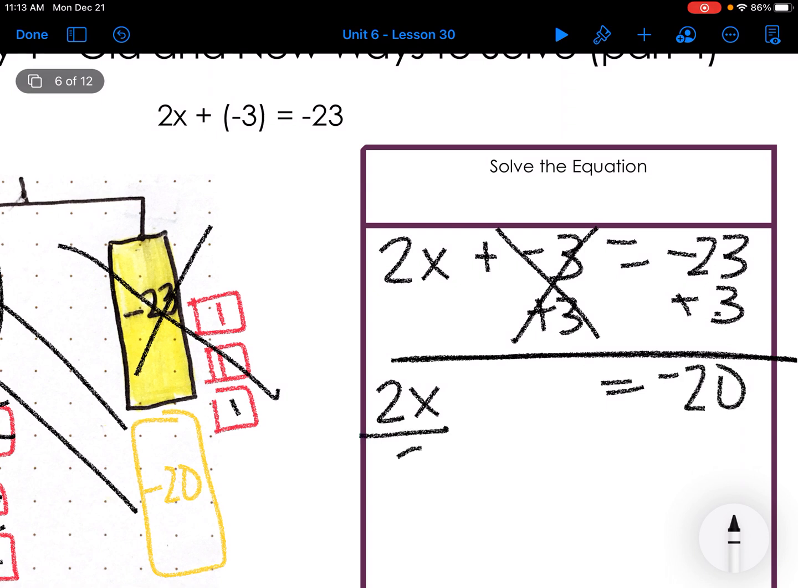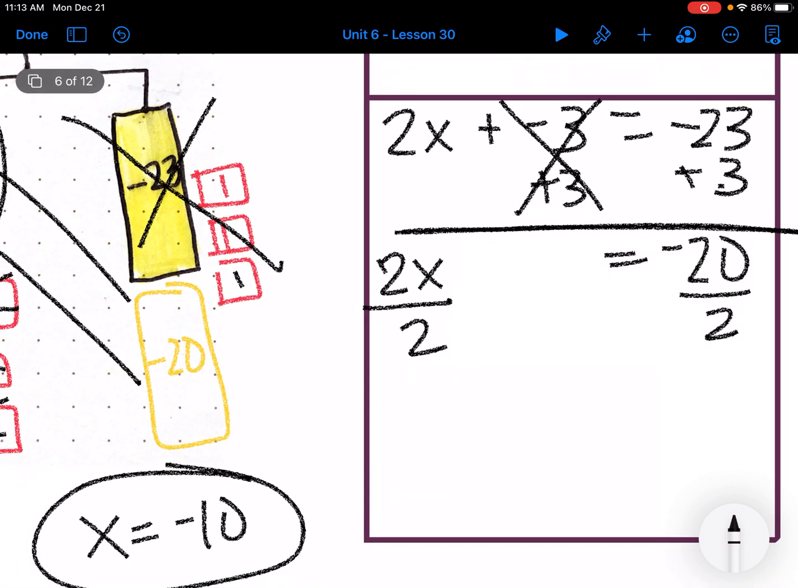Then I'm going to split it into 2 equal groups. 2 divided by 2 leaves me with 1. And negative 20 divided by 2, so a negative divided by a positive, signs are different, so my answer is going to be negative. 20 divided by 2 is 10.